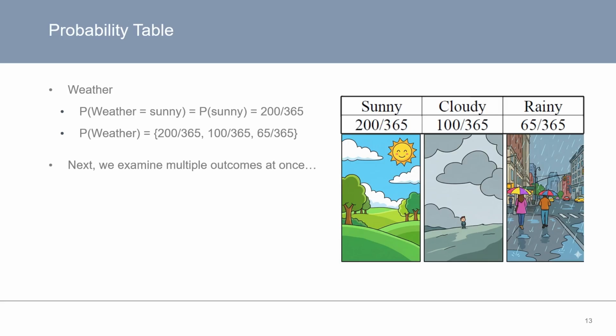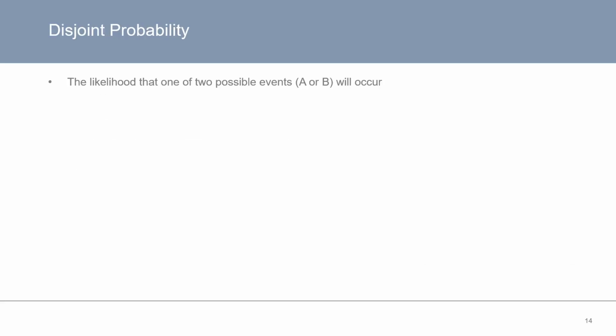But now, let's start to think about the probability of having multiple outcomes at the same time. Here's where we get to the idea of disjoint probability. This is the likelihood that one of two possible events, A or B, will occur. Another way of putting this is the probability that big A equals little a, or the probability that big B equals little b, where this downwards caret indicates the or relationship. Notation generally simplifies this expression to look something like this: the probability that A or B has occurred.